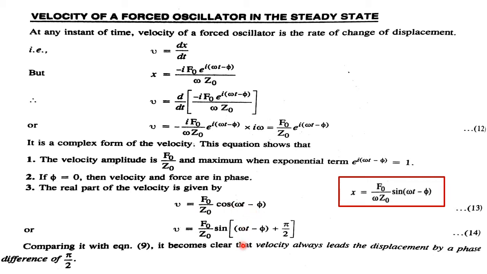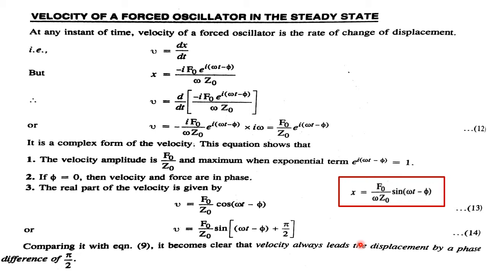When I compare it with equation number 9, what is equation number 9? It is the value of displacement, which we have got from the solution of the differential equation, right? When I compare it with that, it is clear that the velocity always leads the displacement by a phase difference of pi by 2.